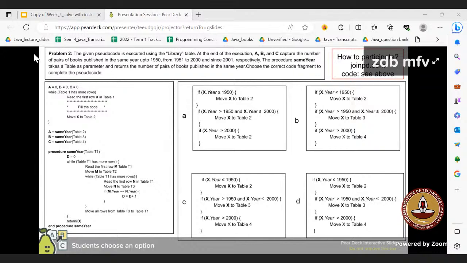You are not comparing these two books. Ma'am, we are comparing the year of publishing of these two books. No, what is passed to the procedure same year? What is passed to the procedure same year?